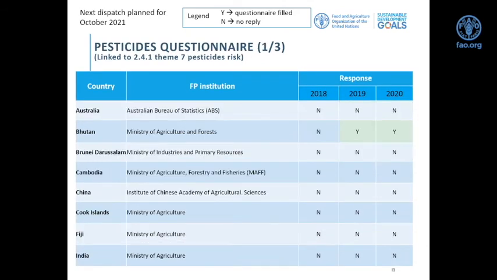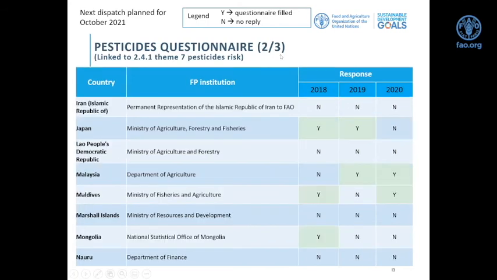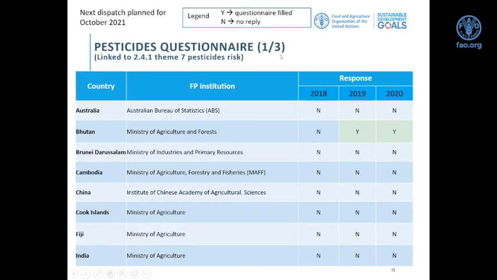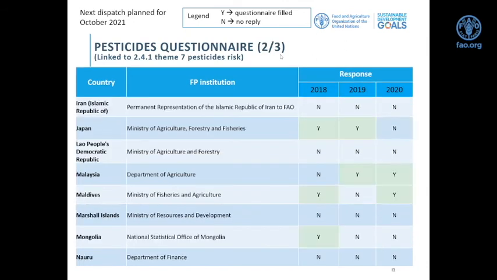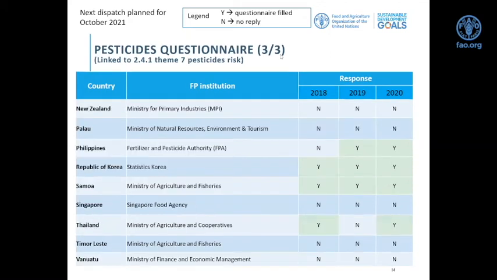On the other hand, for the pesticides questionnaire, which is most closely linked to theme 7 for the 2.4.1 indicator for pesticides risk, we would like to thank those countries that have responded to the pesticides questionnaire, including Bhutan for the most recent 2 years, Japan for 2018 and 19, Malaysia for 2019 and 20, Maldives for 2018 and 20, and Mongolia for 2018, as well as the Philippines for the most recent 2 years, the Republic of Korea and Samoa for all three of the last reporting years, and Thailand for 2018 and 2020.